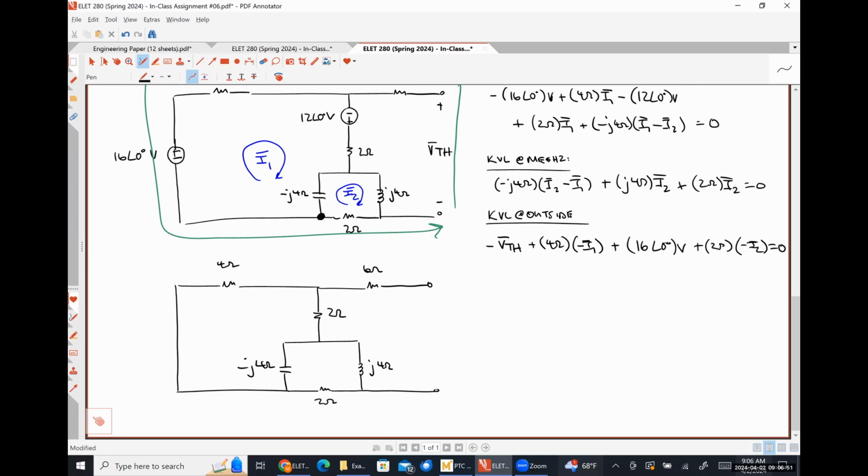I just went counterclockwise on that one because that way I could just easily move VTH to the other side of the equal sign and say VTH is equal to all of that. I could have just as easily written it the other direction. The computer doesn't care.